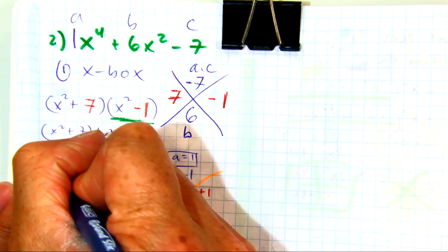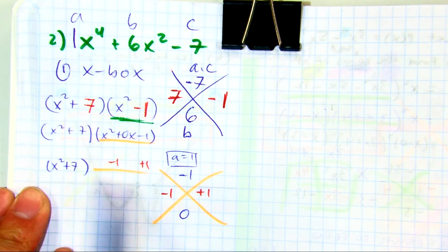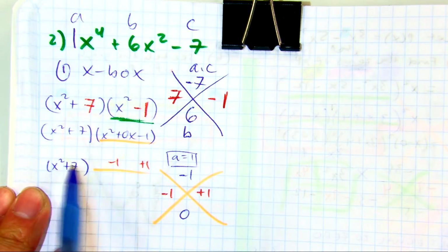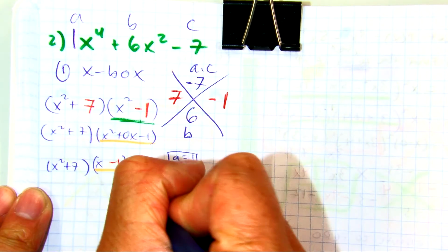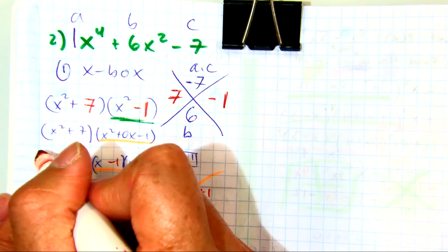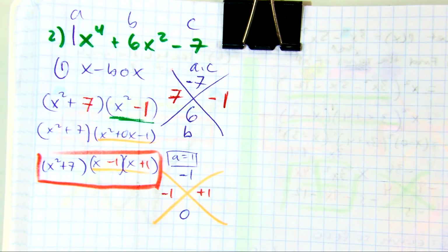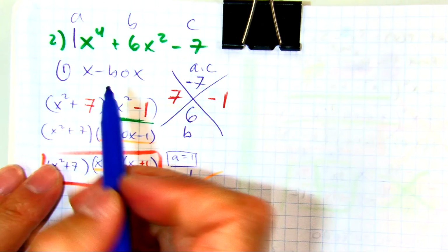So my answer when you're factoring it is x squared plus 7. You could try to factor that, but you'll realize it's prime. X squared plus 0x minus 1 is x minus 1 and then x plus 1. So I just use straight x box in this problem. And that was the first method I'm going to show you, called x box.